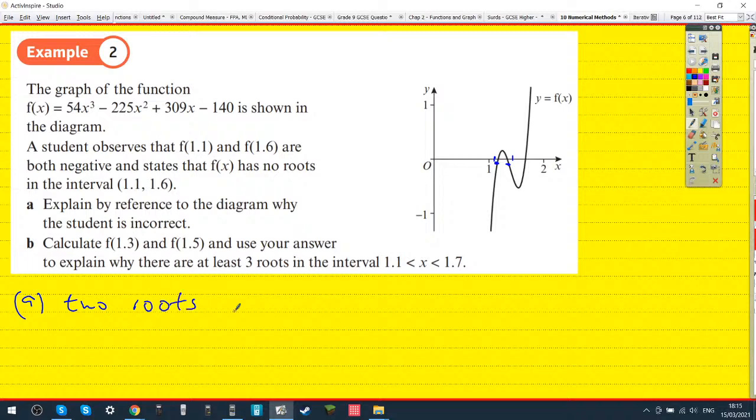And B. So just sub in 1.3 and 1.5. Why there must be at least 3 roots in the interval. 1 point. Why would that show that there's 3 roots?